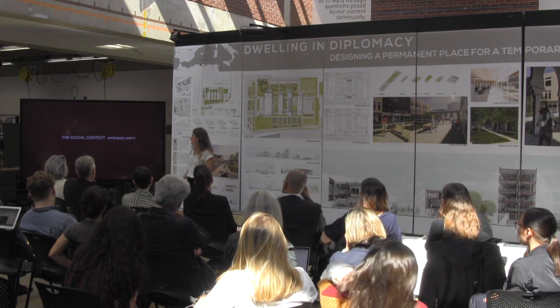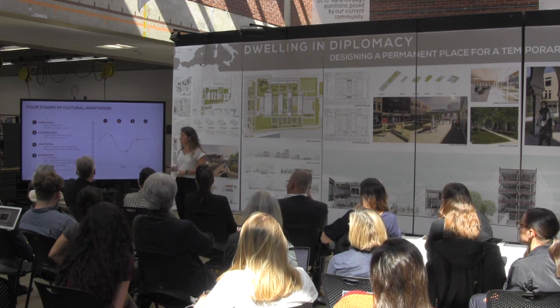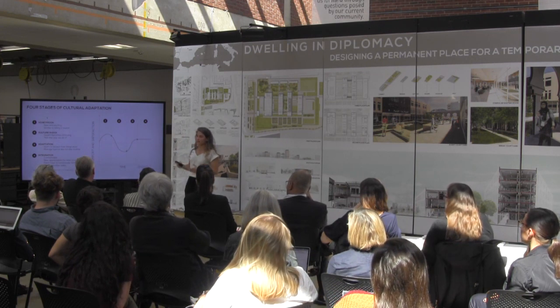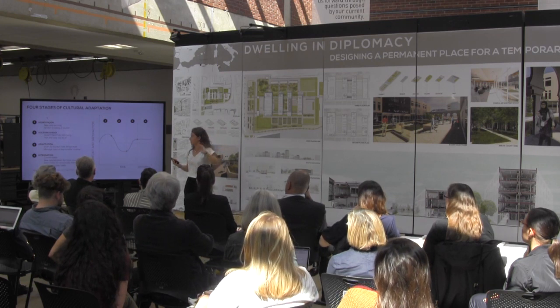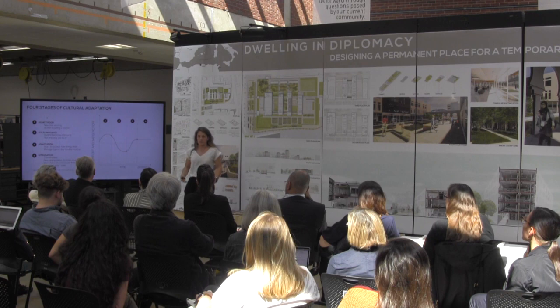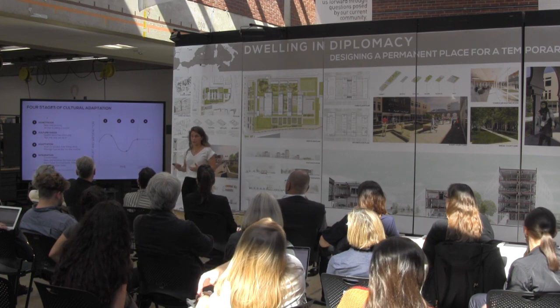The social context, so the embassy users. Looking at who's using these embassies, you start to see 4 stages at which they're experiencing the different culture and the different country. So in the honeymoon stage, everything is new and exciting. It's similar to being a tourist. It's probably what we're most familiar with.